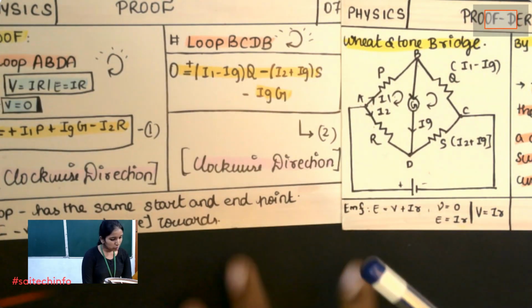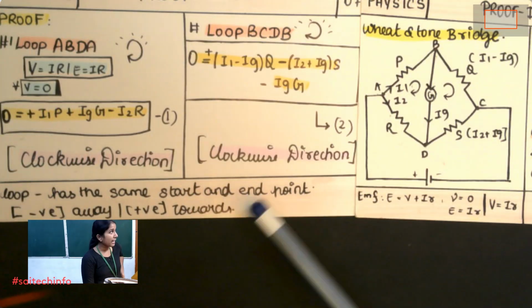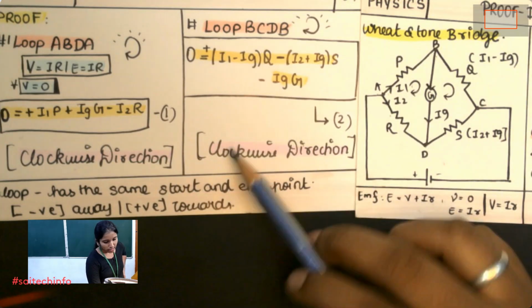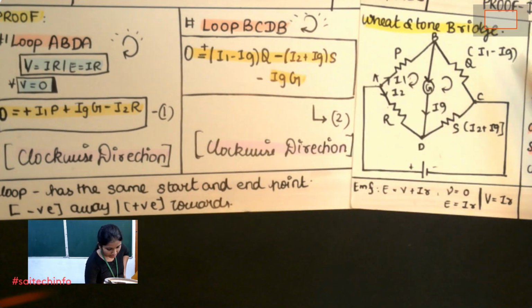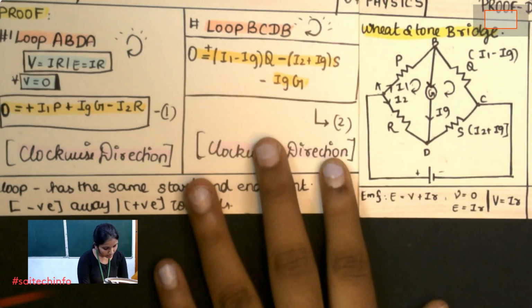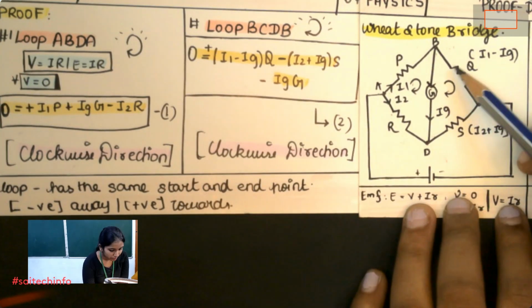So if the loop has the same start and end point, here we can see A, B, D, A. A and A are the same. So the next loop is B, C, D and B. Here also the same, but here they haven't given the current properly, so we have to find the current.